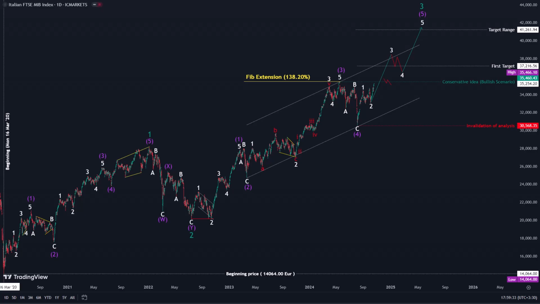The third wave has expanded by 138.2% compared to the first wave, and there is a possibility that the fourth wave may develop into a sideways pattern based on the current wave count. To finalize the fifth wave, it must surpass the previous price peak, thereby completing the third wave on a larger scale.